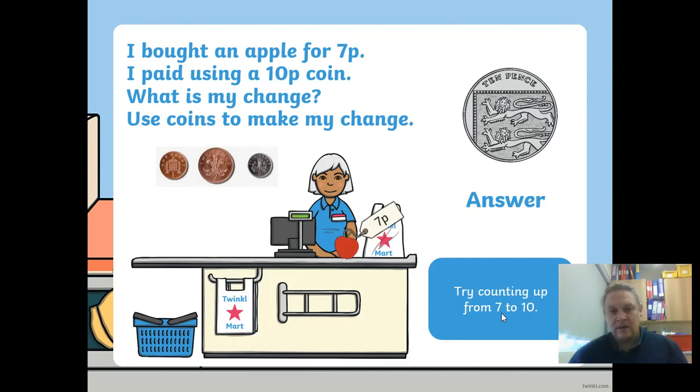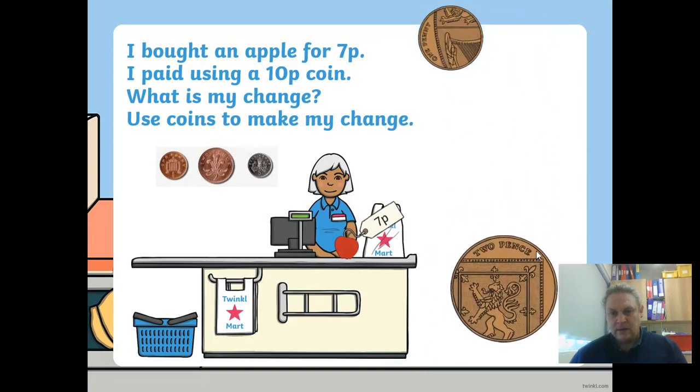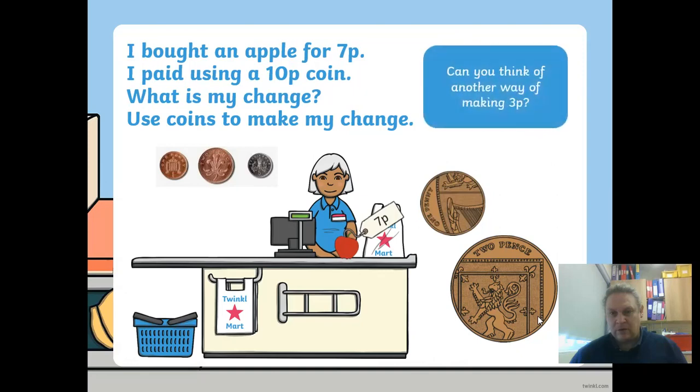So how is that going to look? What change are we going to get to make up 3p? Have a think. See if you know before I get the answer. Let's have a look. Okay, 2p and 1p to make 3p.